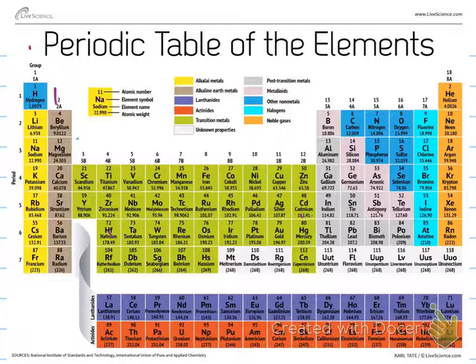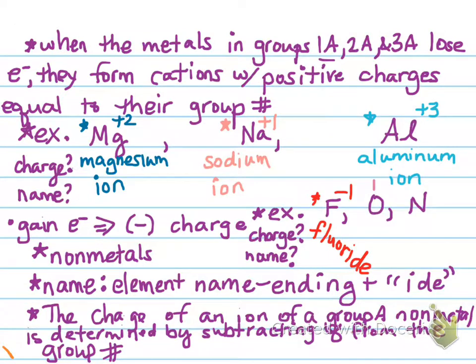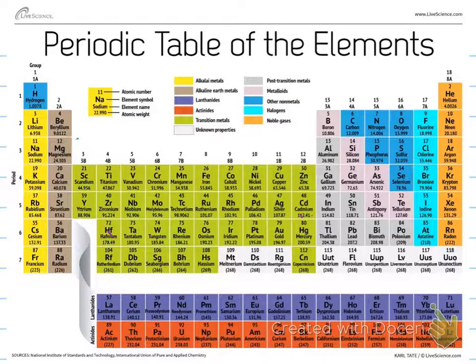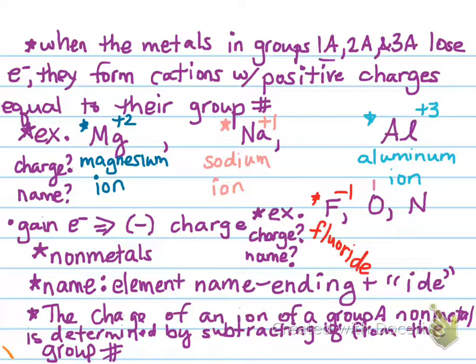Okay, so that's what we had talked about, and like I said, I don't know when I stopped recording. So these 3 examples we did: magnesium ion. Magnesium is in group 2A. It has 2 valence electrons, so it's easier to lose 2 than to gain 6. So it has a charge of +2 and is called magnesium ion.